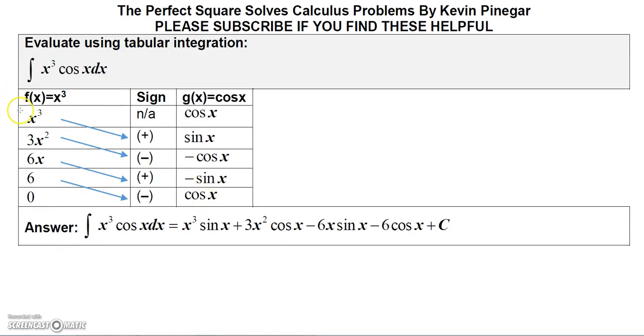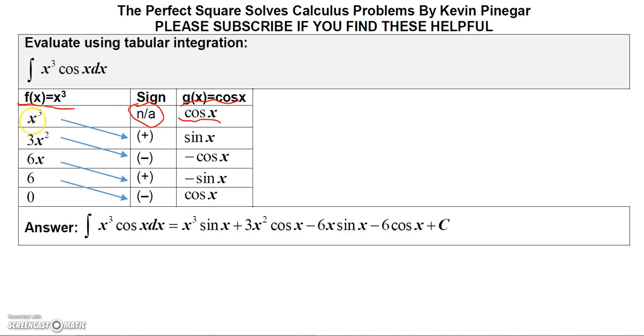Okay, so I wrote this table just a little bit different, but it's basically the same thing. So here I've got x cubed cosine x, so I'm going to let f of x be x cubed, and I'm going to let g of x be cosine x. And the only difference here is I'm going to put the signs here. Now remember, this doesn't really matter right here because we're not going to focus on this. But we will start here with cosine of x. Then you're going to integrate, I'm sorry, let me do it over here.